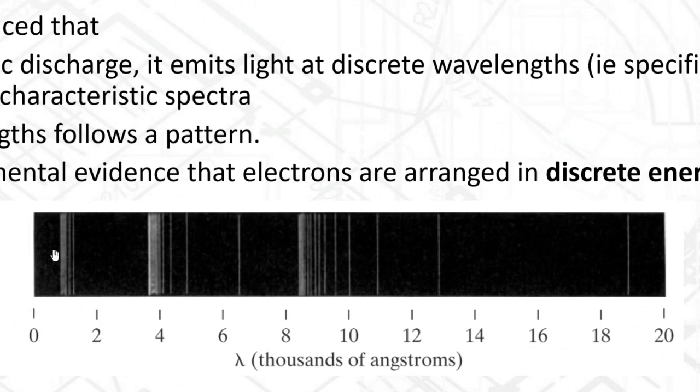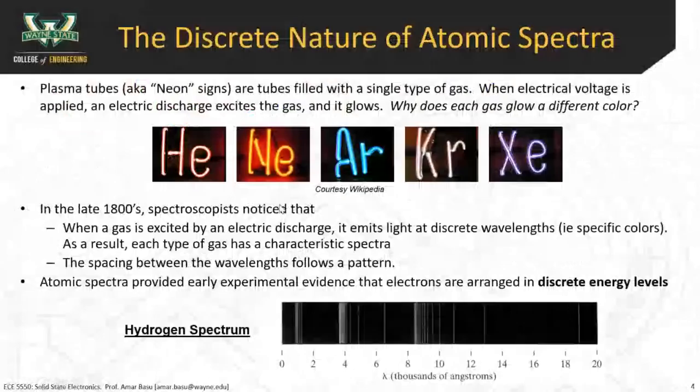And it's not just that you're not seeing all colors of the spectrum, you're only seeing very specific colors of the spectrum. That was in the late 1800s. Spectroscopists noticed that this was happening. But this was a very important experiment because Niels Bohr looked at this, and also people like Planck looked at this, and they used this to figure out a few important things.